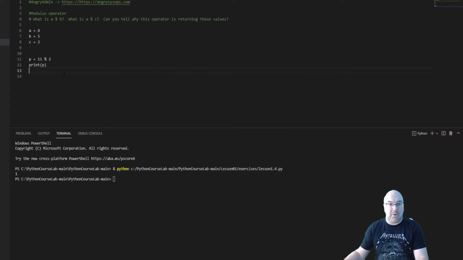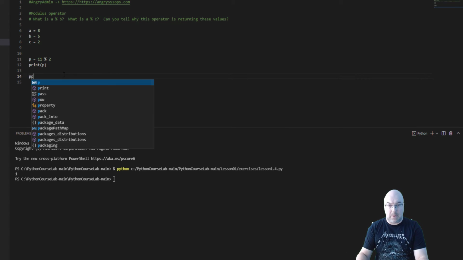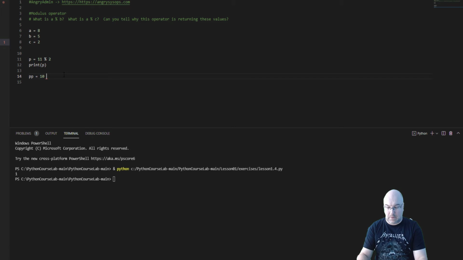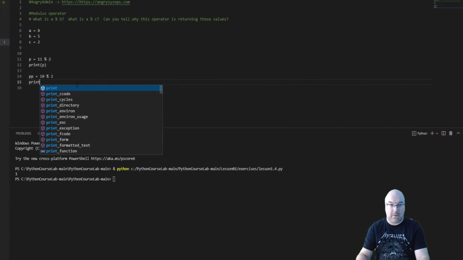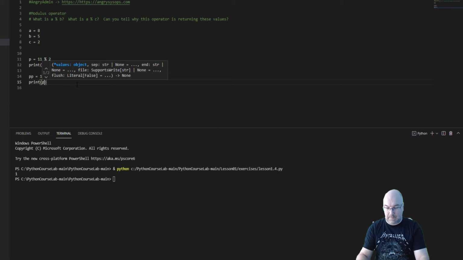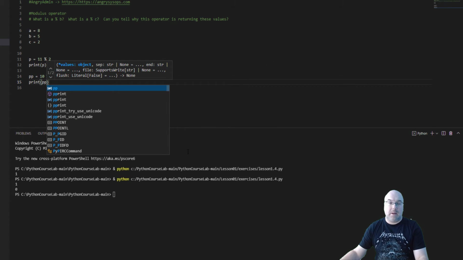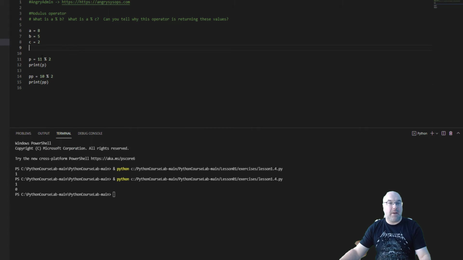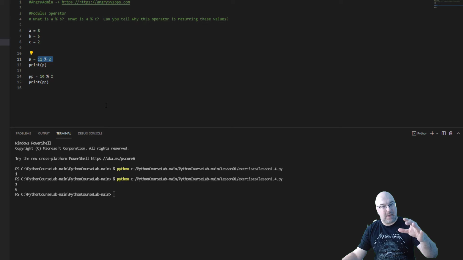And what would be 10 modulo 2? It will be 0. Why is that? Because 10 is an even number and it's divisible by 2. If you divide 11 by 2, it's 5.5. So 5 times 2 goes 10, and what's left? 1 left.